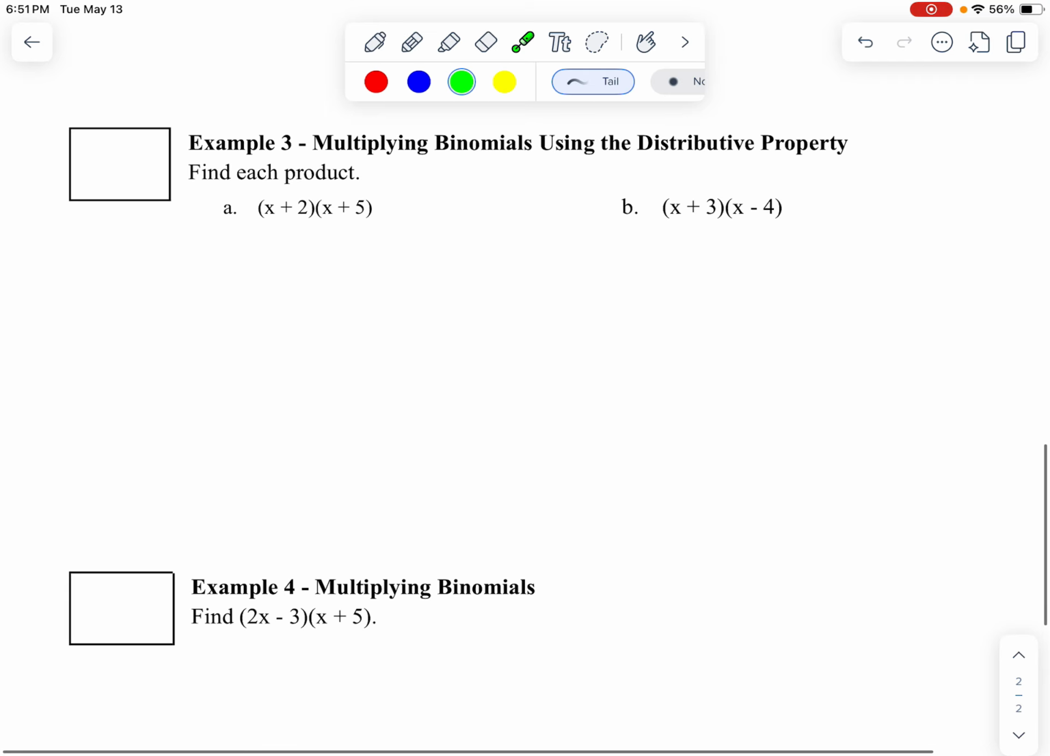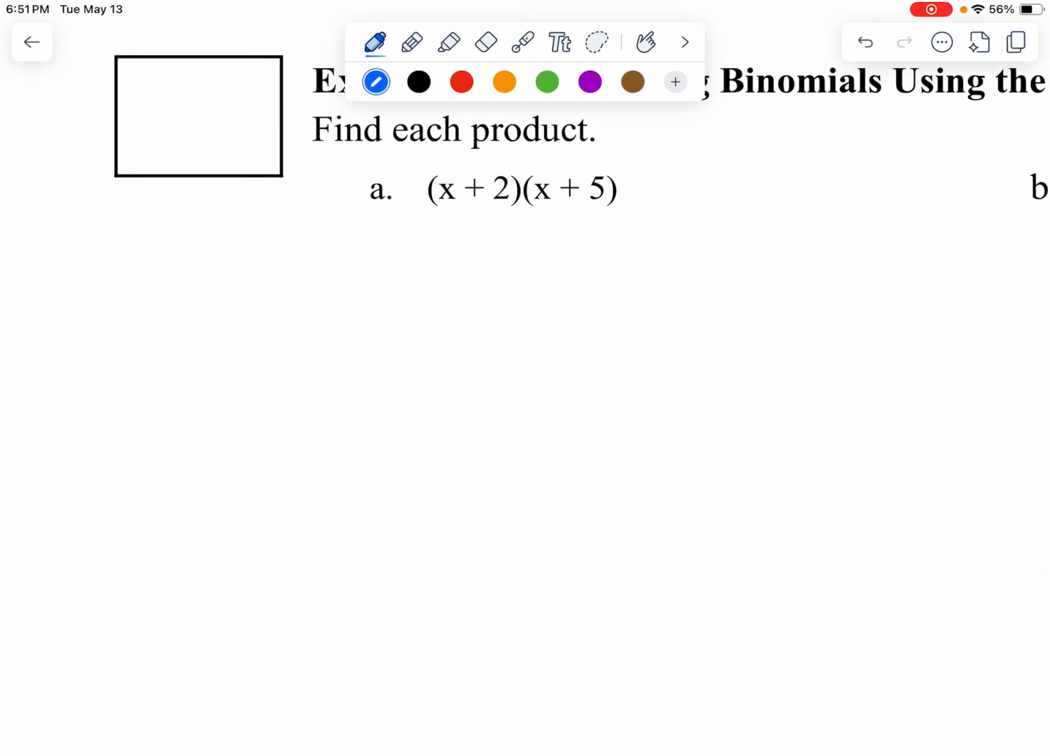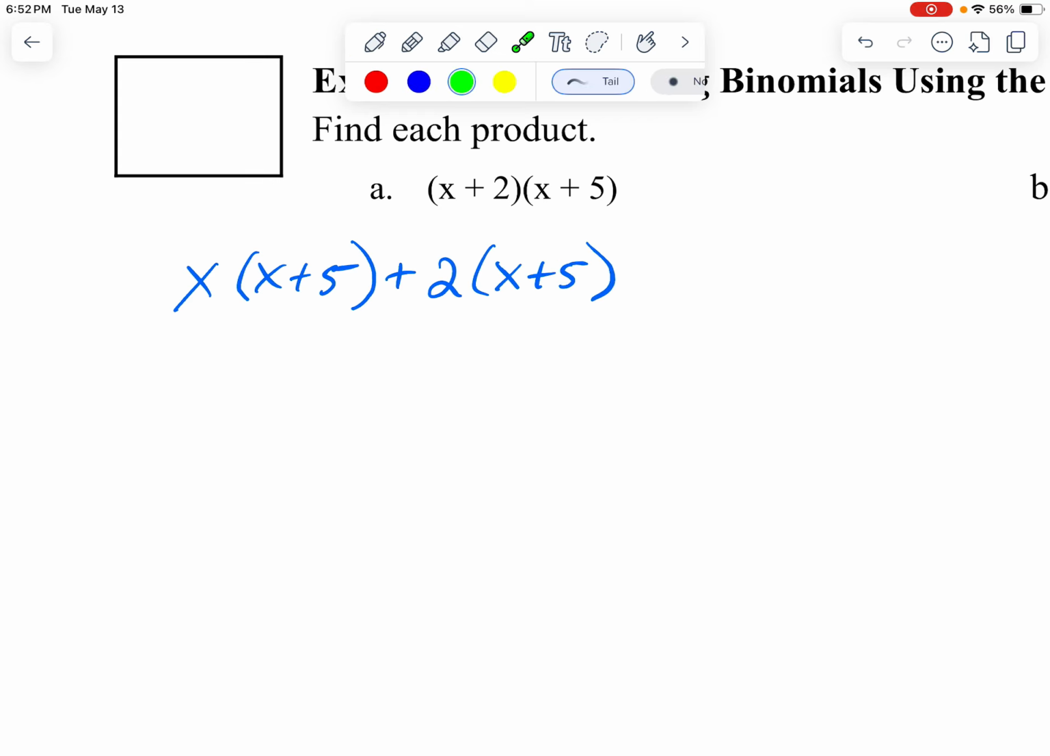Multiplying. There's a couple different ways we can go about multiplying these binomials. So one way to think about this is just kind of like double distribution. I need to take each term here times each term over there. So I'm going to take that first x, this x right here, and I'm going to multiply it by all of this. So I've got x times x plus 5, and now I've got plus 2 times all of this as well. So plus 2 times x plus 5. And then we can do the distribution and then simplify our terms.